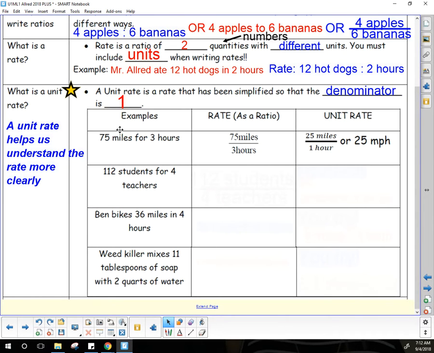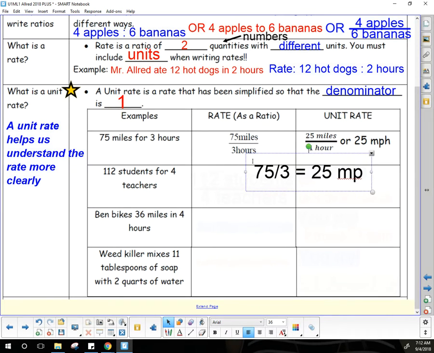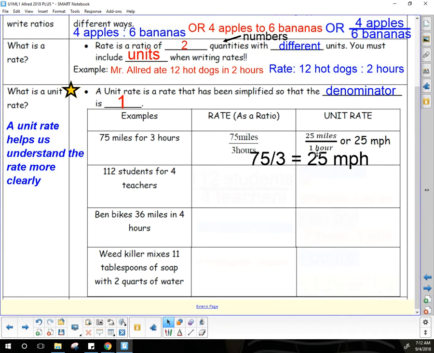If I was biking, I went 75 miles in 3 hours. First of all, I need to chill out because that's way too fast. Second of all, my rate would be 75 miles to 3 hours. But for my unit rate, I'd take the numerator and divide it by the denominator and get 25 miles per hour. That is where 25 miles per hour comes from. It is the numerator divided by the denominator. The rate simplifies so that the denominator is 1.